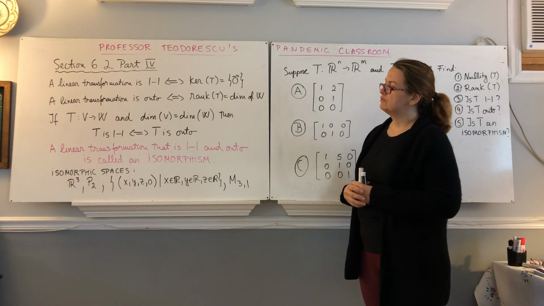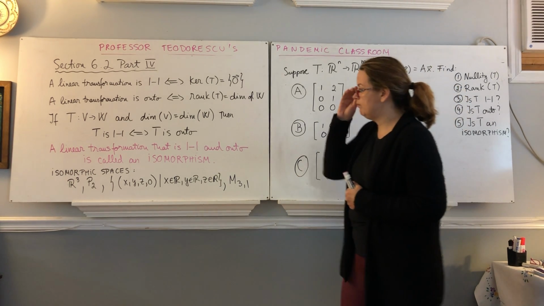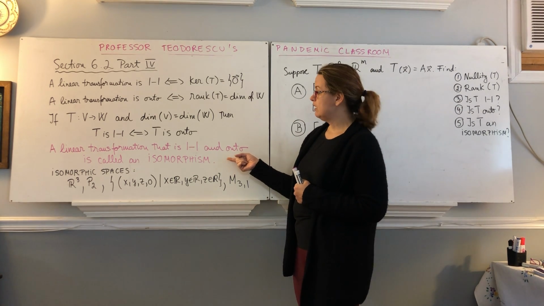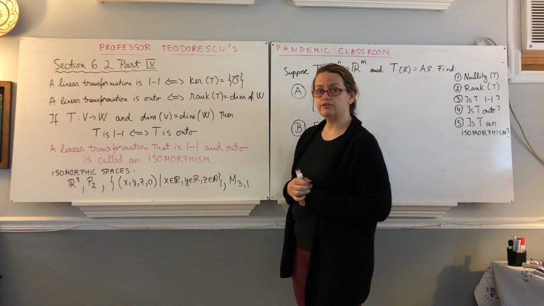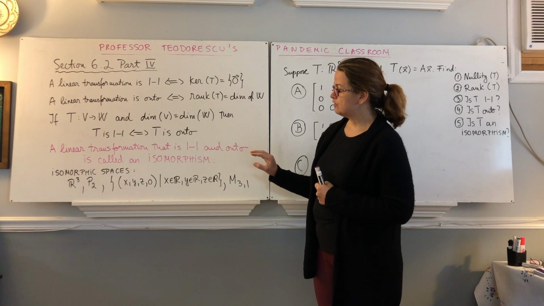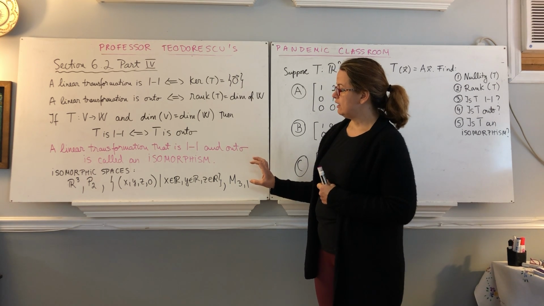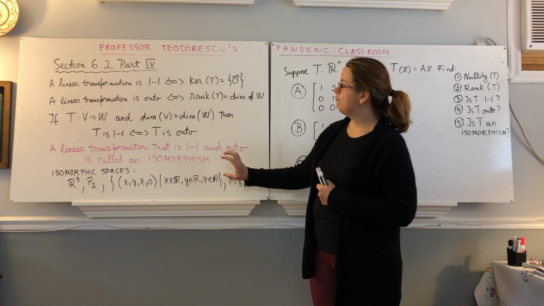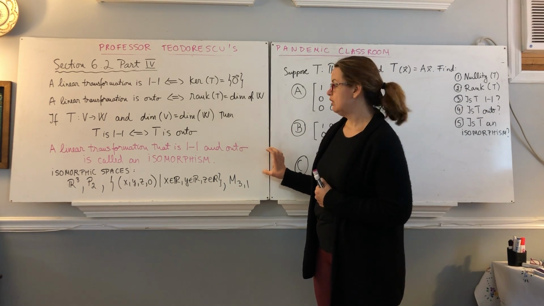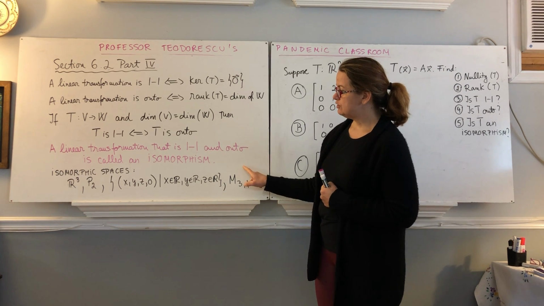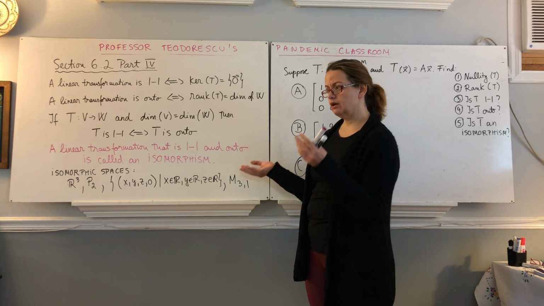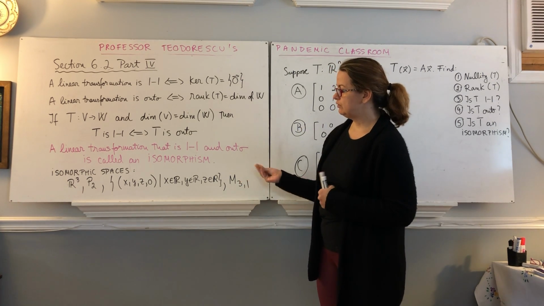And finally, the reason why we cover this section at all: a linear transformation that is 1 to 1 and onto is called an isomorphism. A linear transformation is a function that takes each element of V to its own element in W, and if it's 1 to 1 and onto, then we say we created an isomorphism between the two spaces.